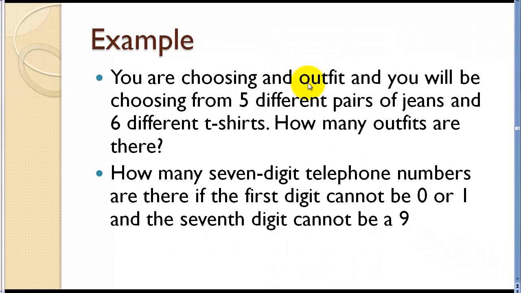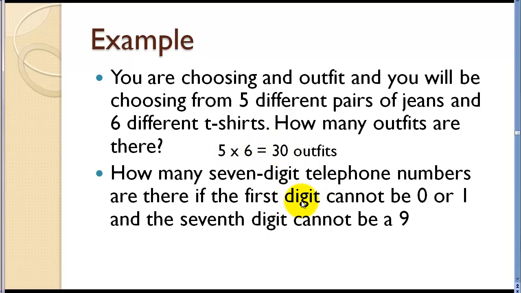You're choosing an outfit to wear. And you've got 5 different pairs of jeans and 6 different t-shirts. How many outfits can you make? Well, we can choose from 5 pairs of jeans and 6 different shirts, so 5 times 6 is 30.